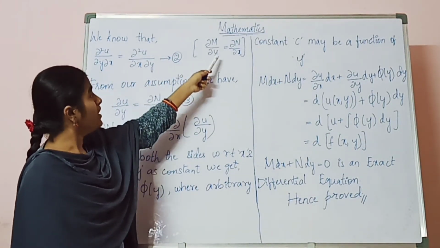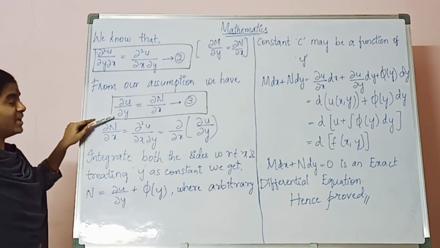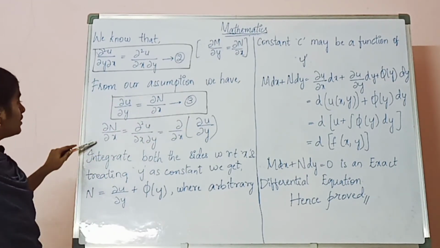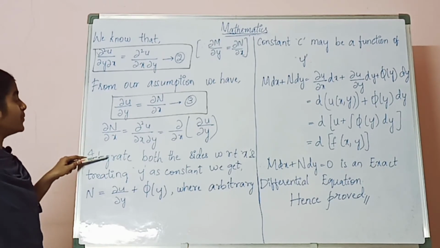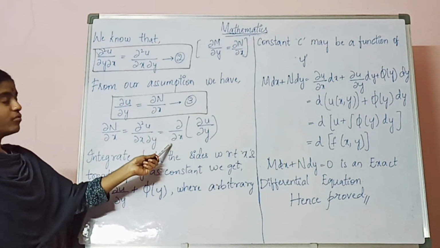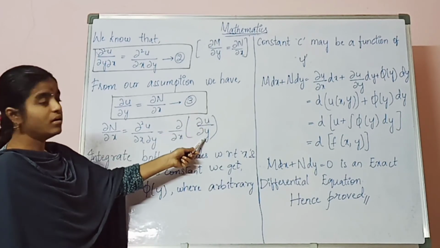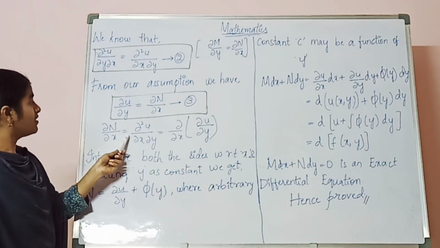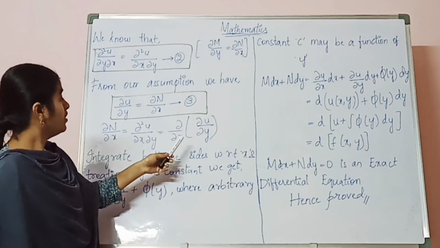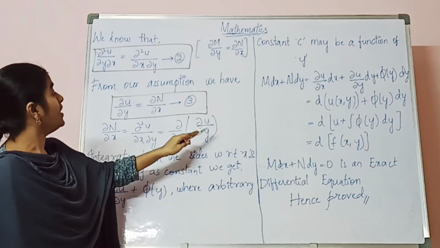Since dou m by dou y equals dou n by dou x, from our assumption we have dou u by dou y equals dou n by dou x. This we take as equation 3. Therefore, dou n by dou x equals dou square u by dou x dou y equals, taking dou by dou x outside, dou by dou x of dou u by dou y.